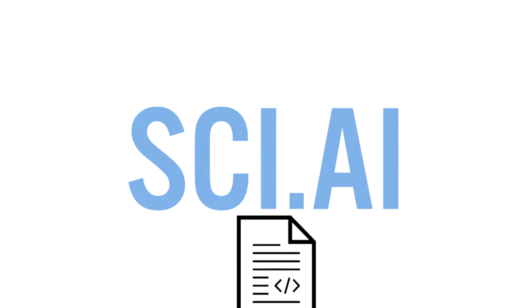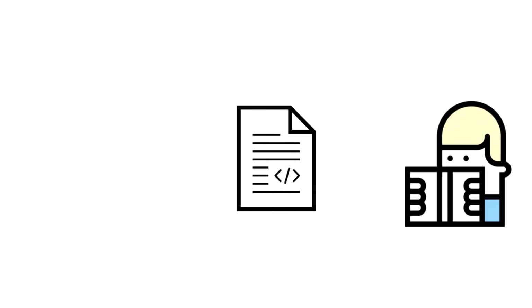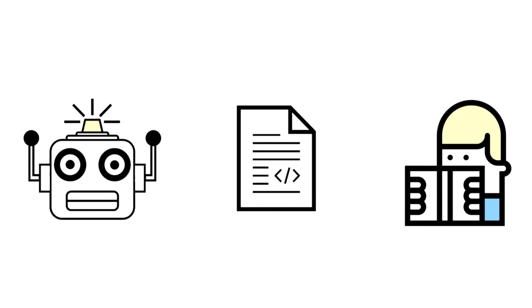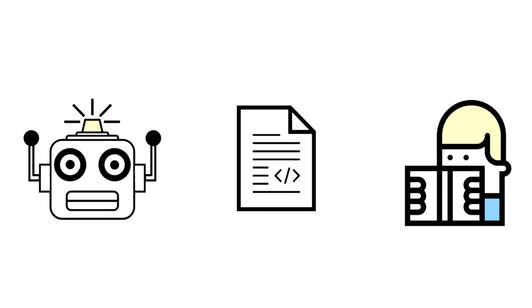There is a semantic layer consisting of common speech terms and ontologies of the NCBI and other biological databases. This enables experimental procedures and main findings, including interactions and associations between biological objects, to be fully formalized. As a result, a paper prepared in SciAI will be readable both by humans and machines.